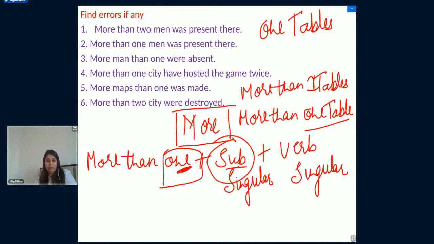What I have made you learn, I'm saying if more than one is followed by a subject, then that subject should always be singular, because before that subject, what is present? One. And with one, we can always write a singular subject. And if the subject is singular, in turn, your verb should also be singular. So I can say more than one boy.